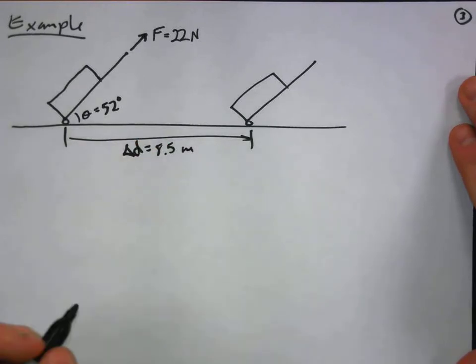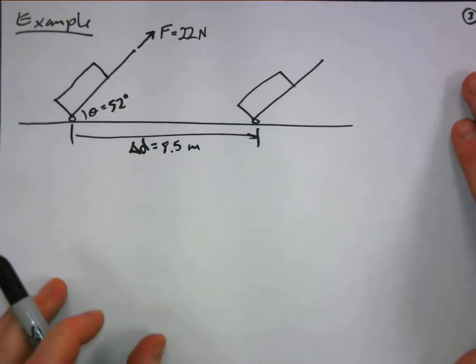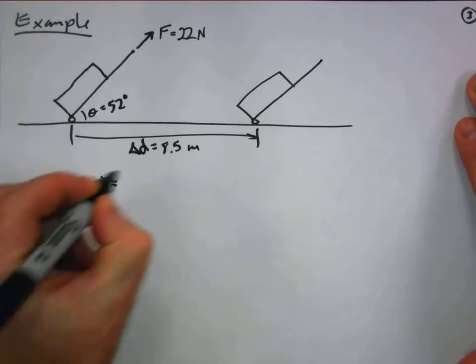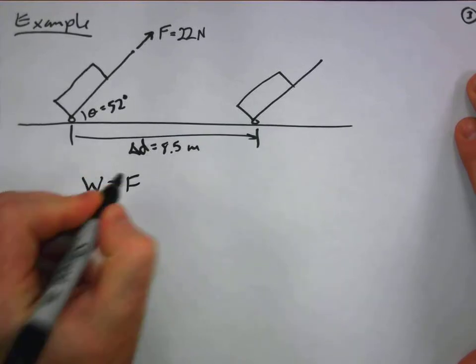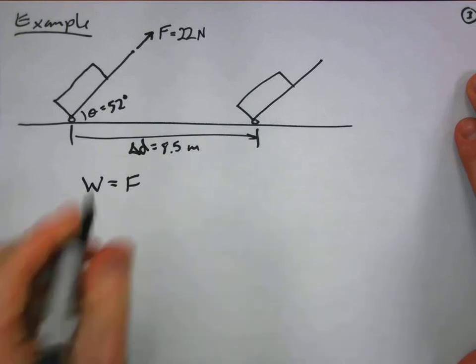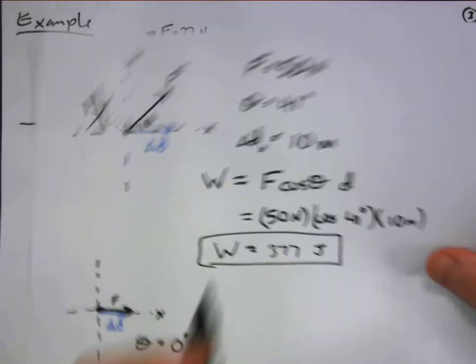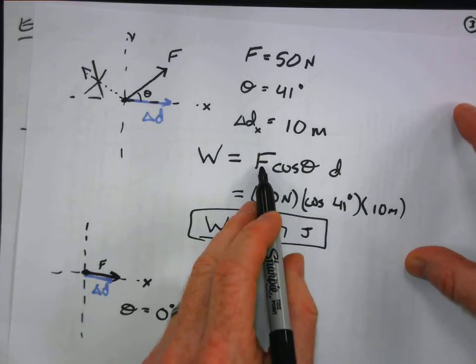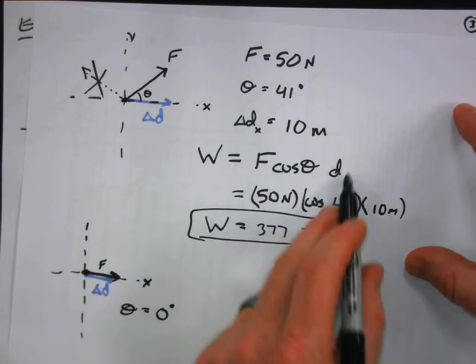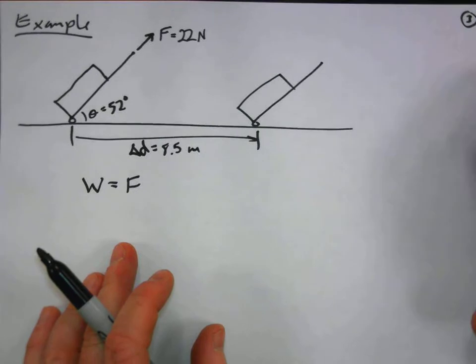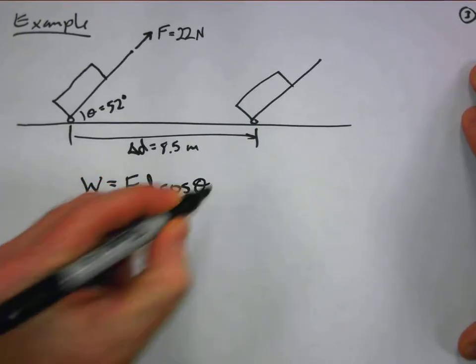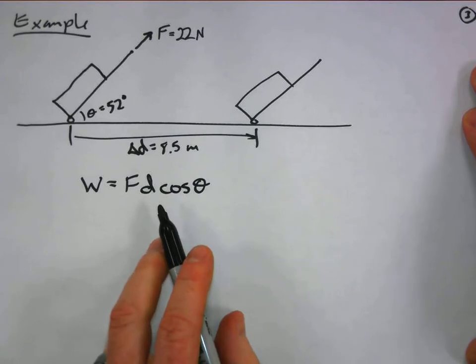We want to find out how much work is done on the suitcase. So we're going to use that work done is force, and here's the more common way of writing this equation. The more common way is to write force times distance times cosine of theta. We just rearrange it a little bit. There's no real reason for doing that, except it's just more traditionally seen this way.